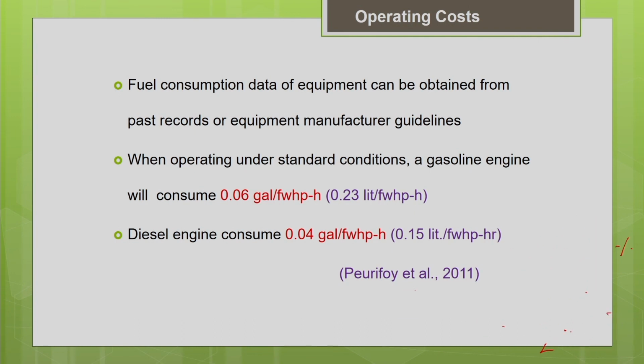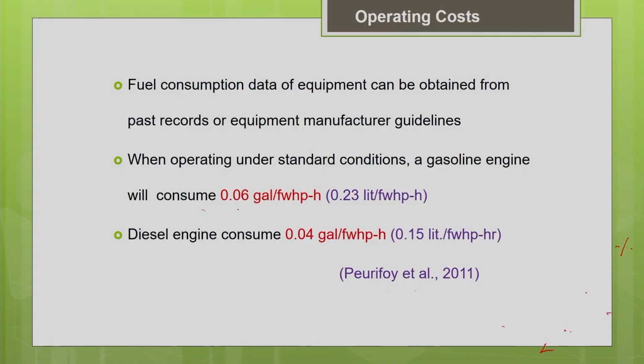So, when operating under standard conditions, these are the theoretical values which we have determined from the literature. The literature also gives you some standard values. When a machine is operating under the standard conditions, a gasoline based engine will consume 0.06 gallons of gasoline per flywheel horsepower hour. In SI units, it is 0.23 liters per flywheel horsepower hour. If the machine is a diesel based engine, it will consume 0.04 gallons per flywheel horsepower hour, or in SI units, 0.15 liters per flywheel horsepower hour.